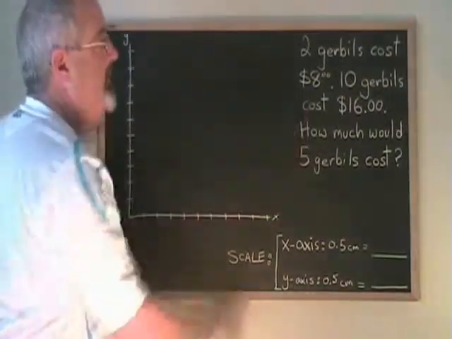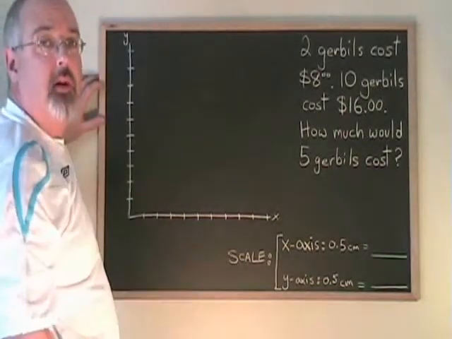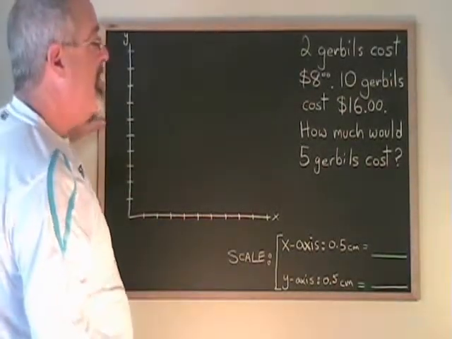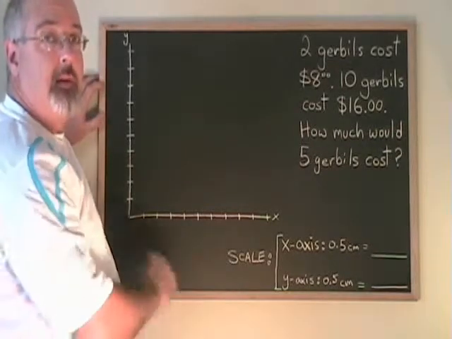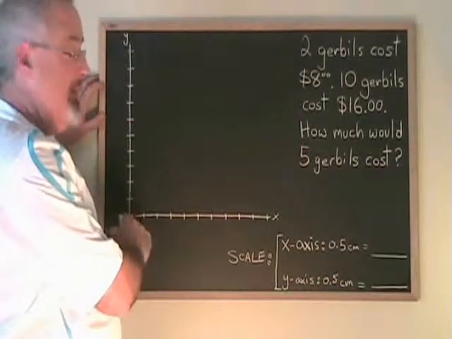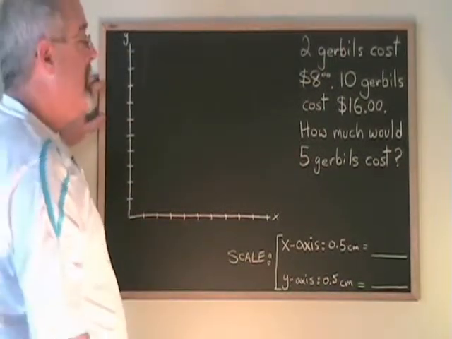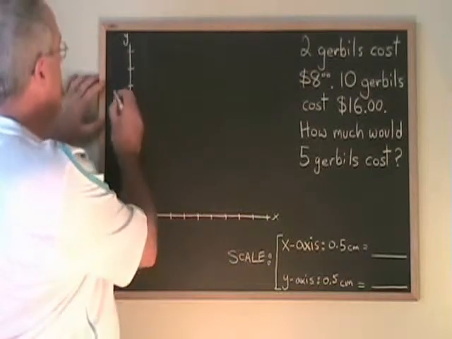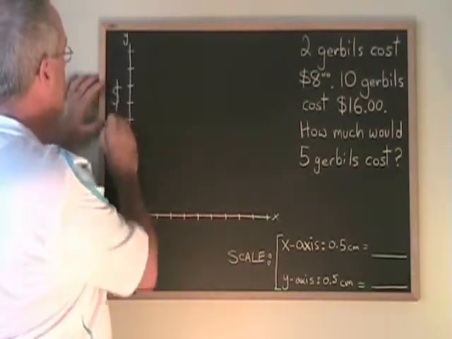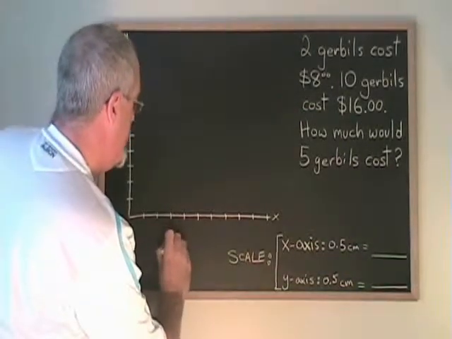In there is the information that I need to put 2 points on my graph, and then I'll draw a line through them. The first thing I have to do, though, is scale my axes. We have numbers that don't necessarily fit if we scale 1, 2, 3, 4, 5 on an axis. I'm going to put the cost on this side, and I'm going to put the number of gerbils down here.